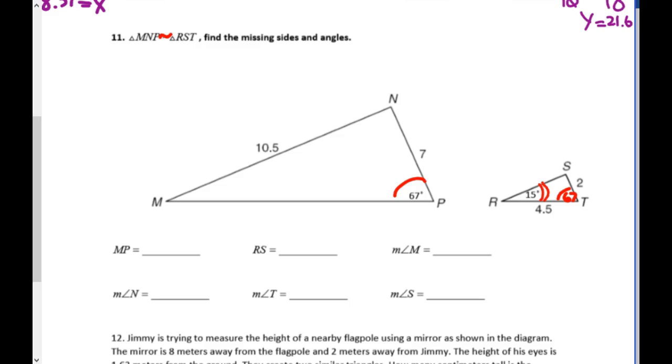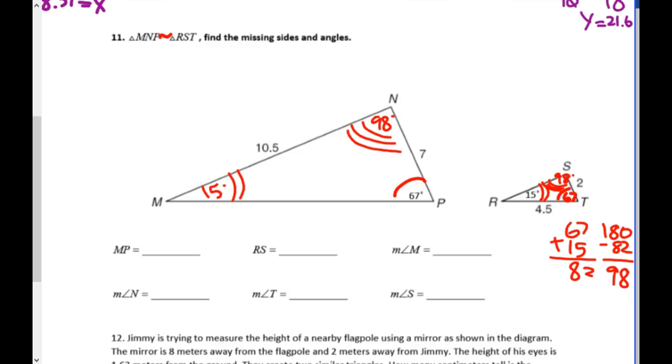If that's 15, then that's also 15. So I should be able to figure out the missing angle. Okay, so I'm going to take 67 plus 15, 82, and subtract that from 180. That'll give me 98. So this is 98 degrees, 98 degrees. The angles are always congruent, no matter if it's similar or congruent.